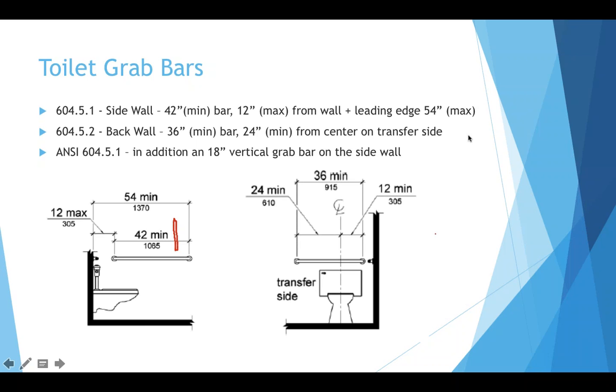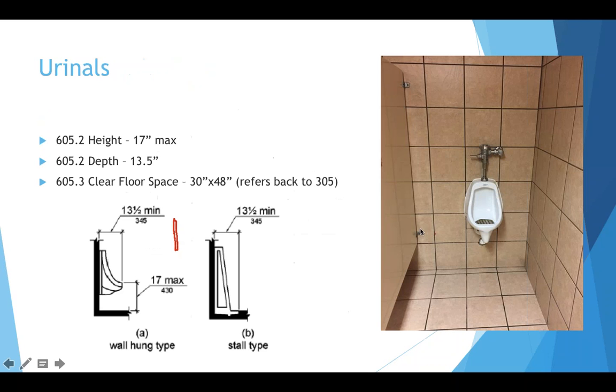Okay, let's see. Switch back to pointer. And there we go. We don't need the vertical grab bar when talking about the urinals.